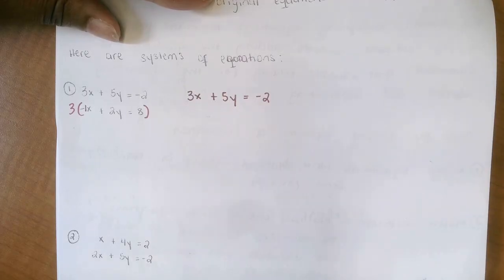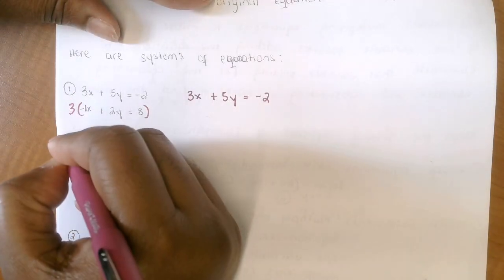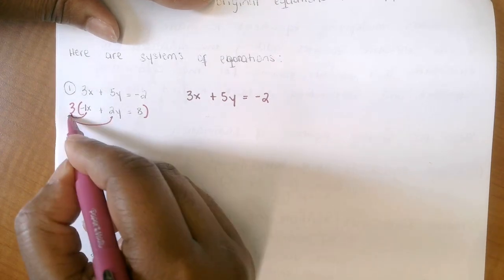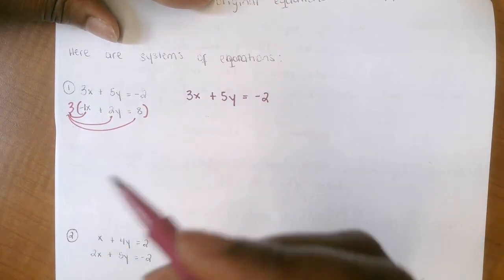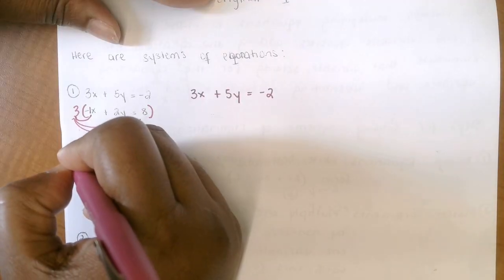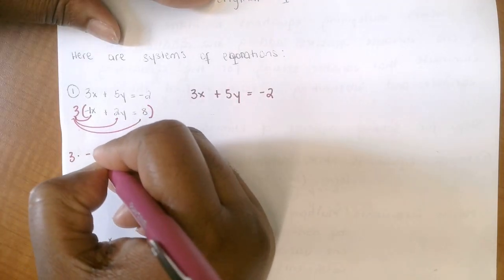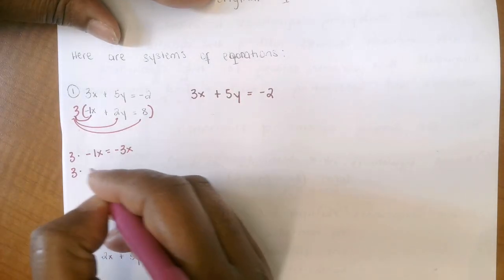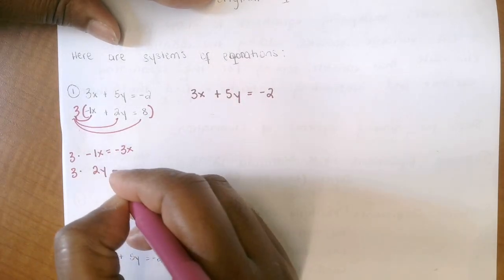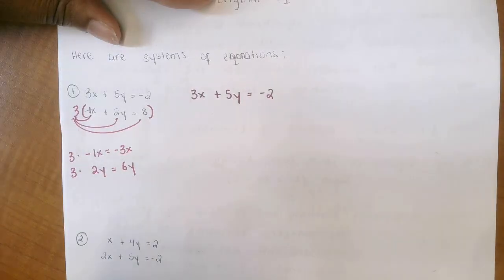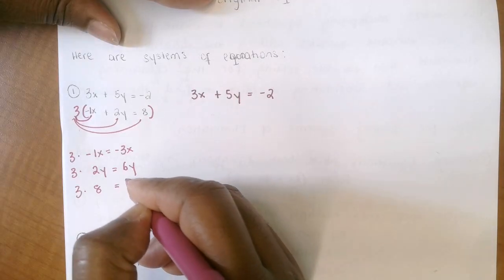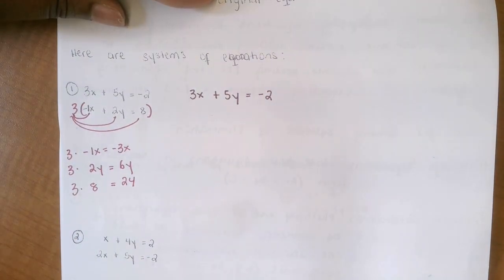Okay, if you want to put on the side, you want to multiply on the side, you can, or if you want to multiply everything like this and then simply rewrite them underneath, you can. So you can say 3 times -1x is -3x. 3 times 2y is equal to 6y. And then 3 times 8 is 24. If you want to do this rough draft on the side, you can.